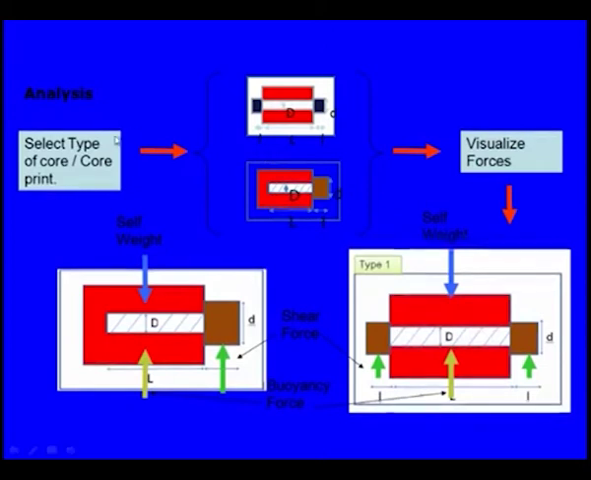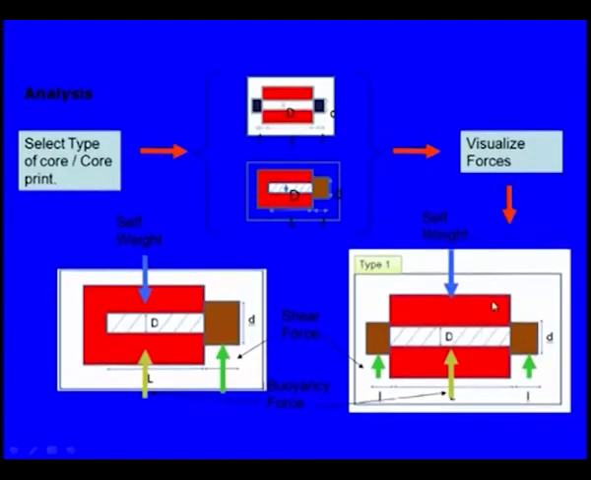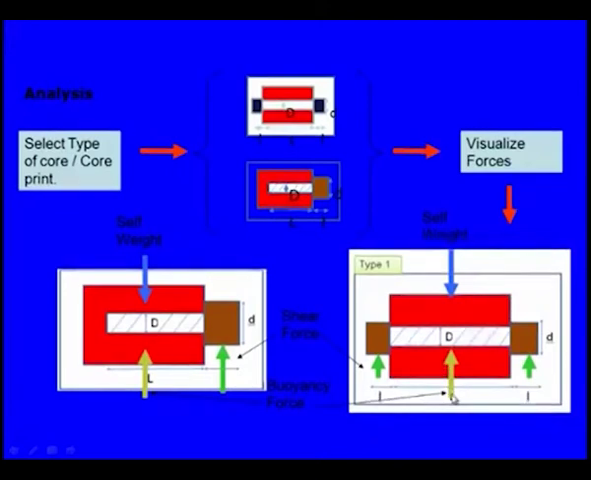Next, we have to visualize the forces falling on the core, and here we can see the molten metal is creating a force on the core like this, and there is another force, that is the buoyancy force here. So, all these we have to consider.